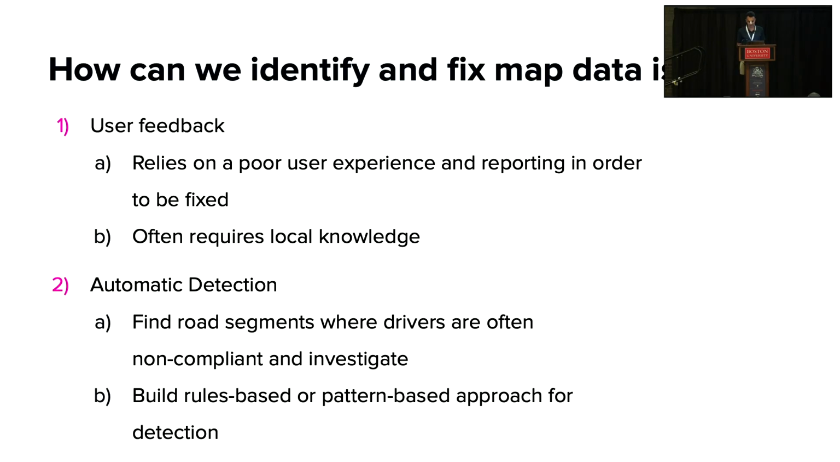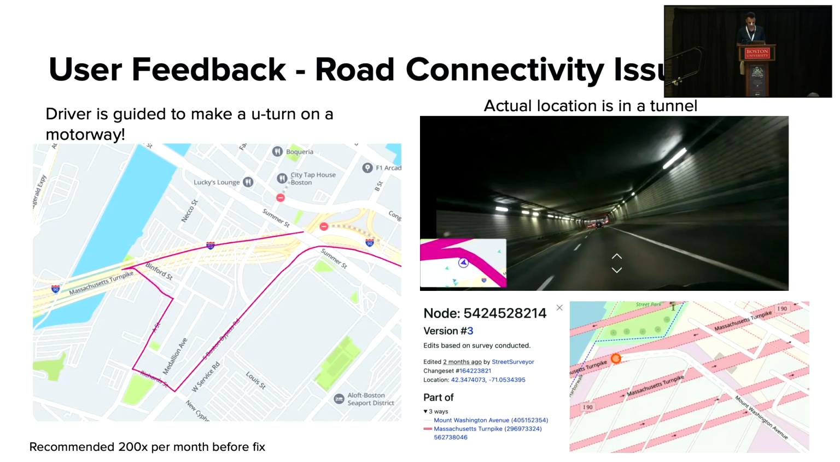And how can we fix map data issues? One is user feedback. So we give a route to a driver, and if they don't comply, they have the option to say, I didn't like my route, and we can investigate. And two is automatic detection. And so I'll give a few examples.